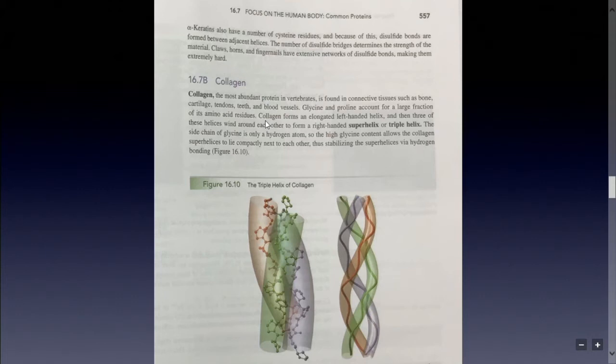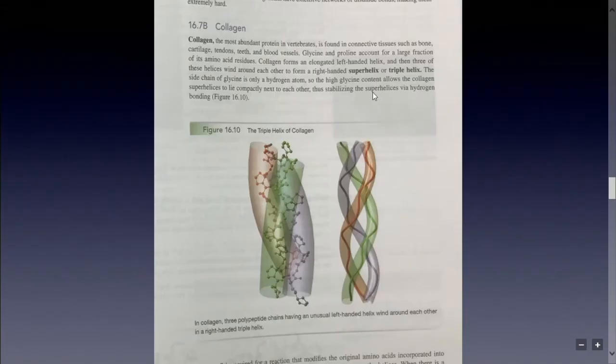Collagen, again, is found in teeth, bone. So most of your connective tissue is going to be tough because of the collagen. And it forms kind of a weird left-handed helix, because that's usually kind of more rare. And then 3 of these helixes will wind around each other to form a right-handed helix. That's the triple right-handed super helix, or triple helix. I would say triple helix because it will help you remember the 3.